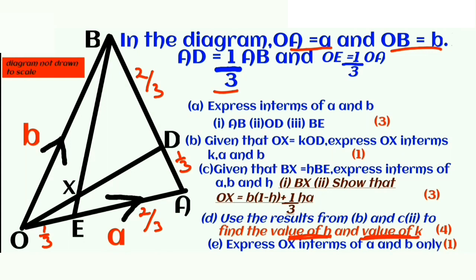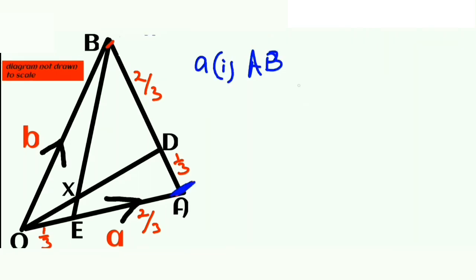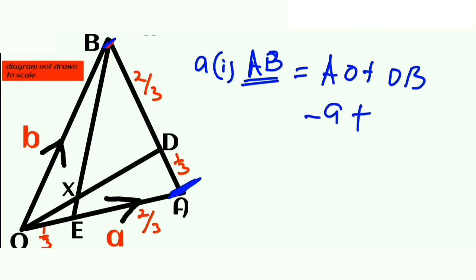So let us tackle the questions starting from question A. A part 1 is saying express AB in terms of A and B. So from A to B equals AO plus OB. AO is minus A, plus OB, that is B. So the final answer equals B minus A. This is the answer for A part 1.